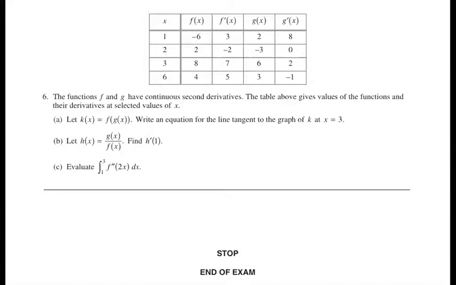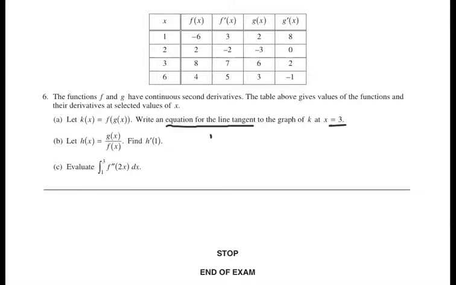Yeah, we're doing problem number 6 from 2000. Now we get the chart up here. And this problem says k of x is equal to f of g of x. Write the equation of the tangent line when x is 3. So again, equation of a tangent line means I need a point. I need to get my point.